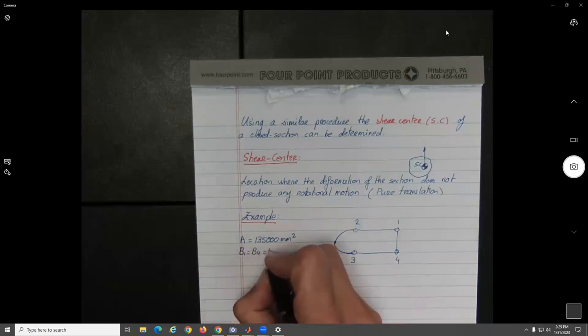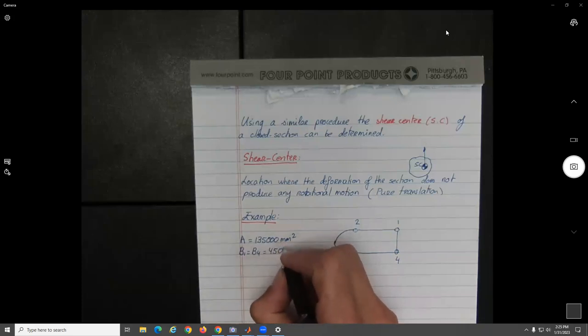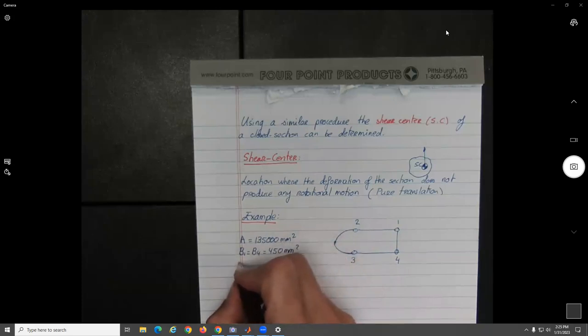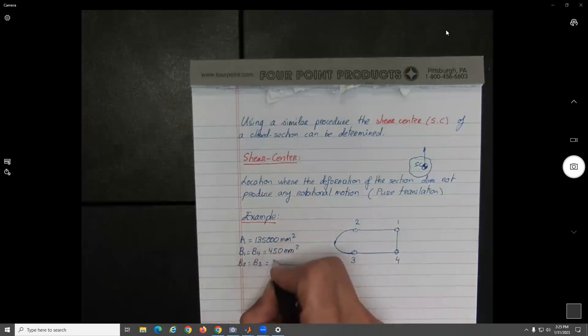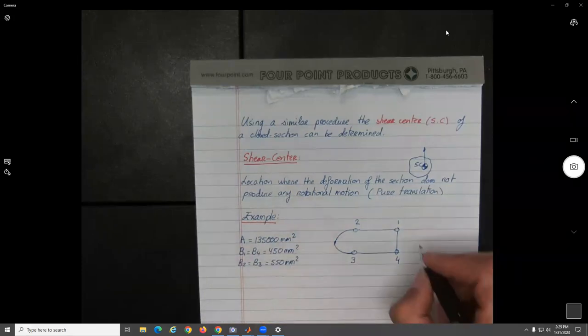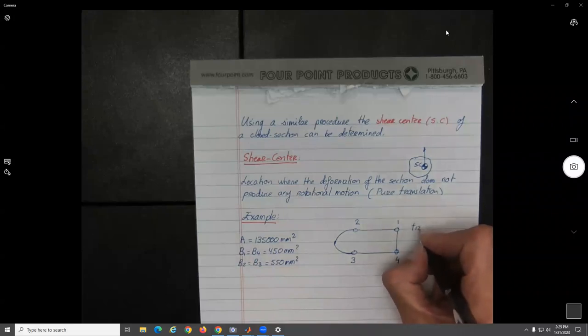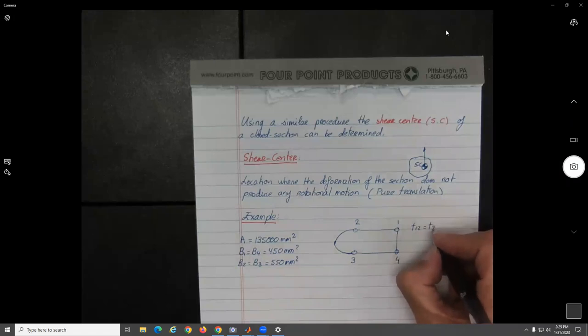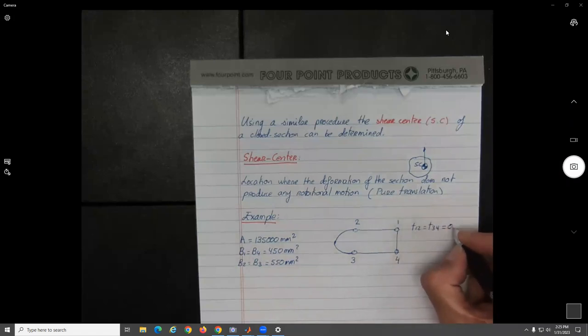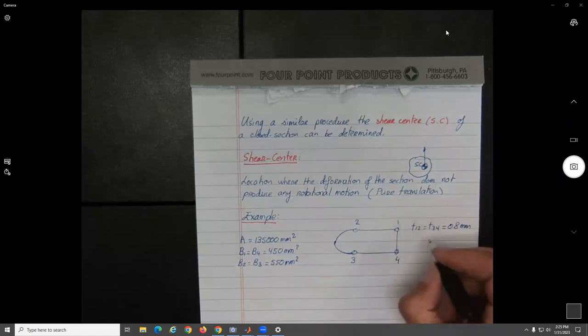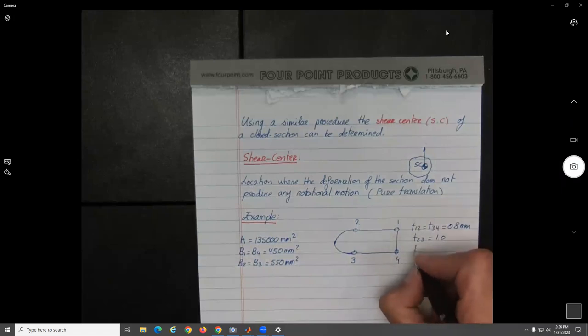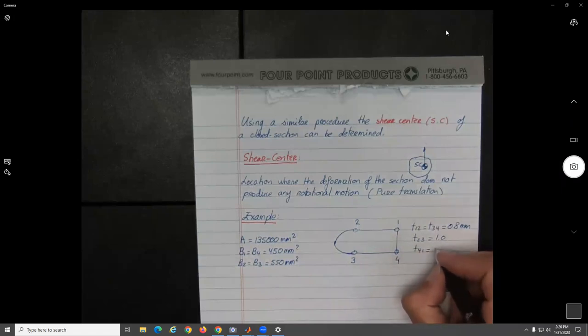So B1 equal B4 equal 450 millimeter square, and B2 equals B3 equal to 550 millimeter square. Again, I do the most general case. This can be changed easily once you have the code. T12 equal T34 equals 0.8 millimeters, T23 equal to 1 millimeter, and T41 equal to 1.2 millimeters.